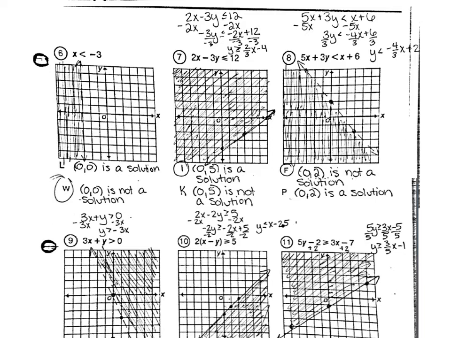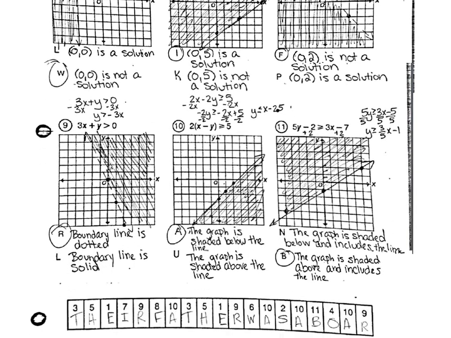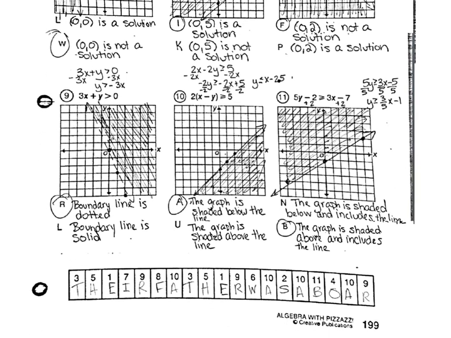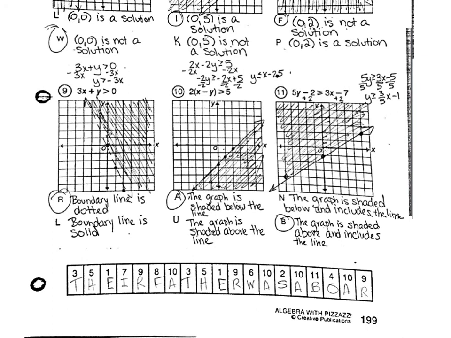7, 8, 9, 10, and 11 all had to be solved for y, so you can see the work above the problems with their final inequality. Again, double check about your solid and dotted lines, because unless those are the right way, they're not correct. And the answer to the puzzle was their father was a boar. Play on words there, which is why they ran away from home.